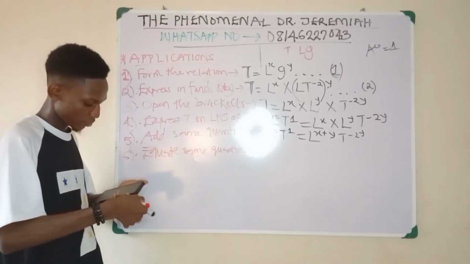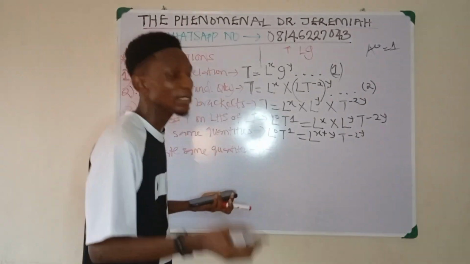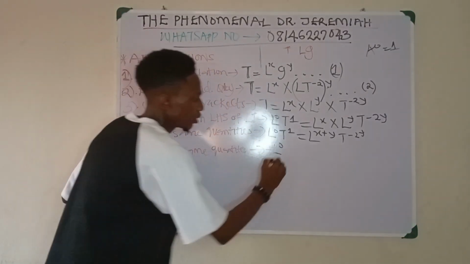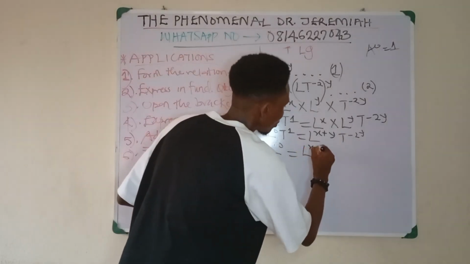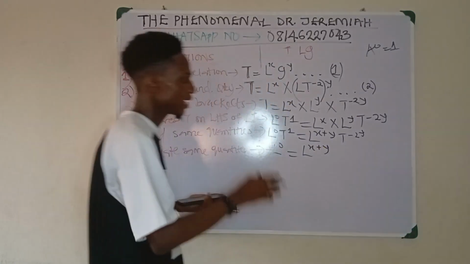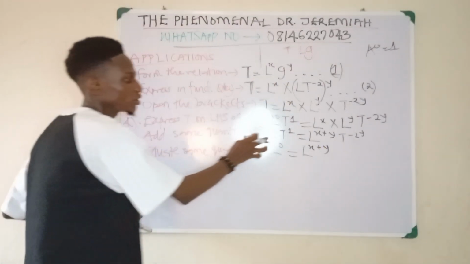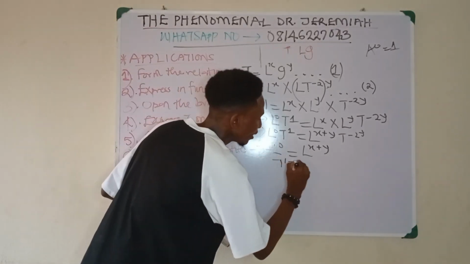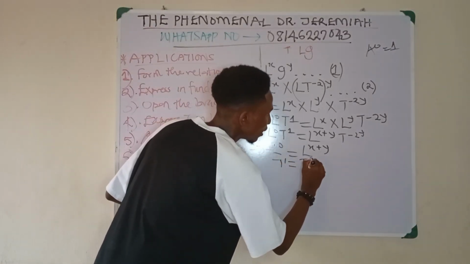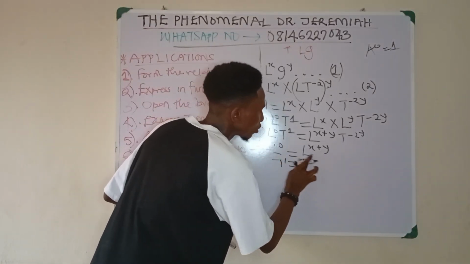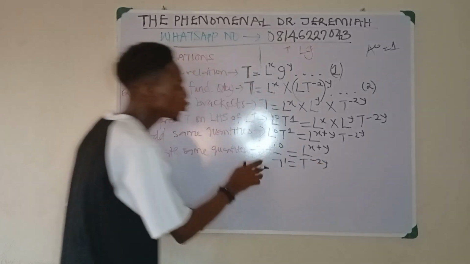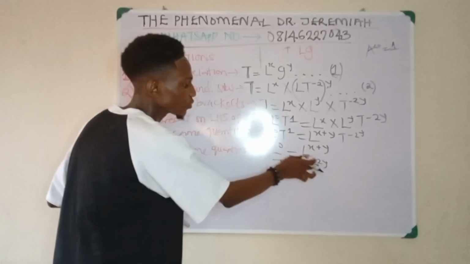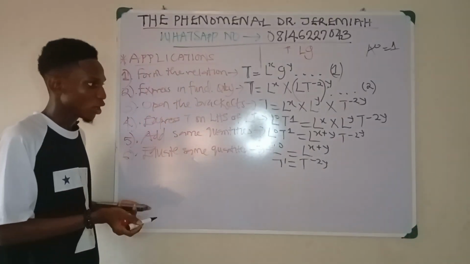So now if we equate same quantities, we're going to have L^0 equals L raised to power x plus y. So that's the same quantity on the same side. Now the other one we have is T raised to power 1 equals T raised to power minus 2y. So those are the 2 quantities we have on the same side. You see, we have been able to express 2 of them on the same side.